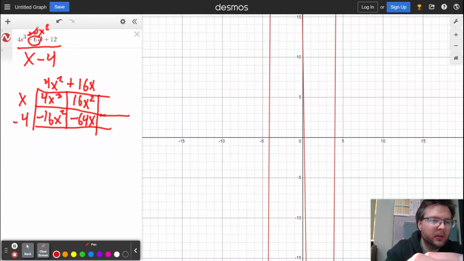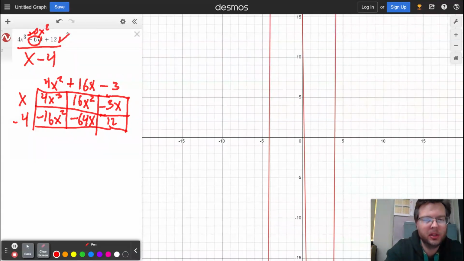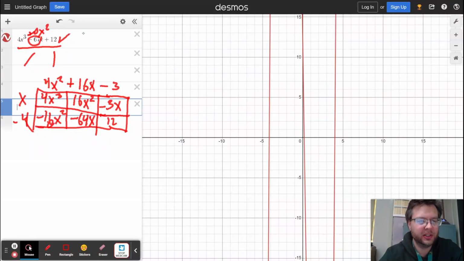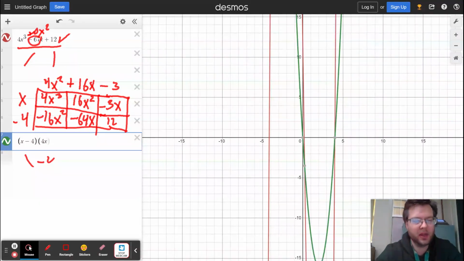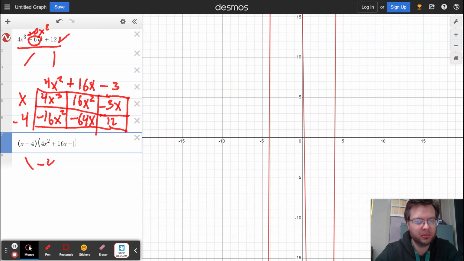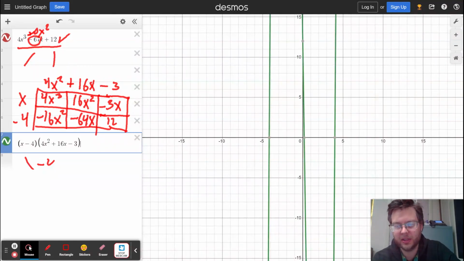Check the original polynomial. -64 minus 3 makes -67. X times -3. -3 times -4. Check the original polynomial is 12. So the original polynomial is equal to these two factors on the outside of the box. X minus 4 times 4x squared plus 16x minus 3. And you can see again that they line up exactly on top of each other. So I'm using Desmos. You can use a graphing calculator if you have that in class, and the two graphs will line right up on top of each other if you did it correctly.